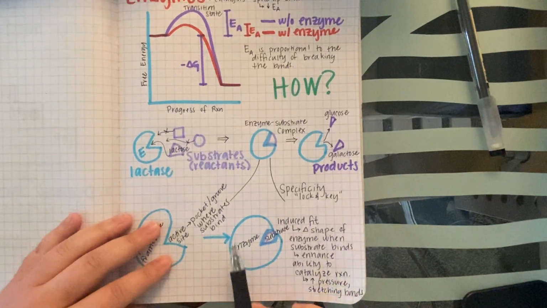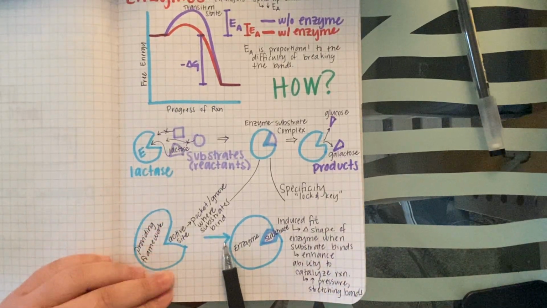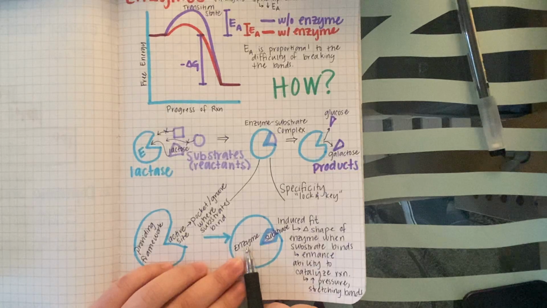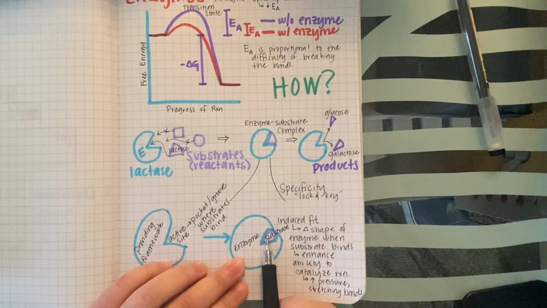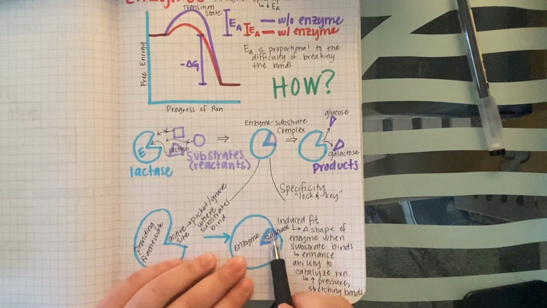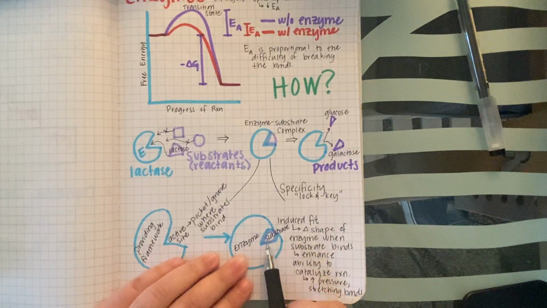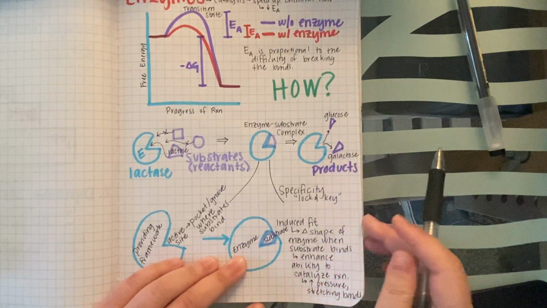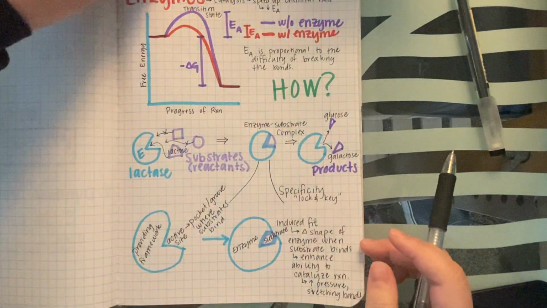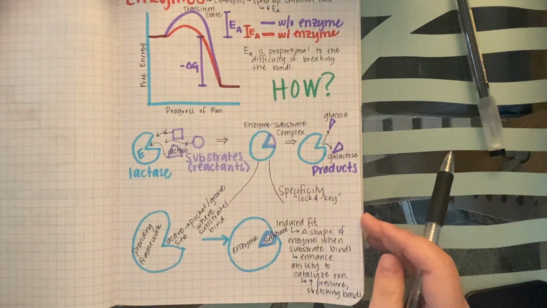I always compare it to Of Mice and Men with Lennie and the puppies. So the enzyme is Lennie, the substrate is the puppies, right? He grabs the puppies and then he accidentally squeezes them too hard, breaks them apart, and releases their products. That was really morbid, but that's the example I use every year.